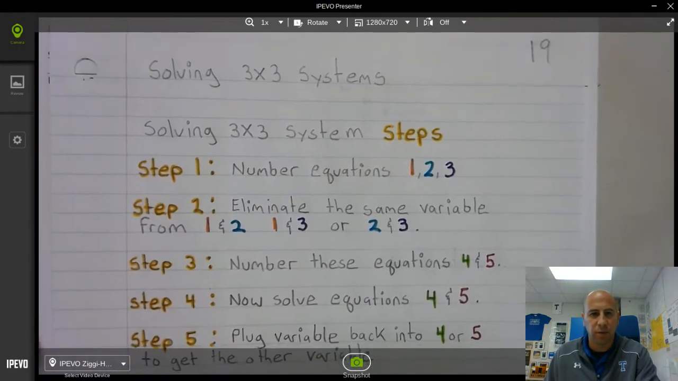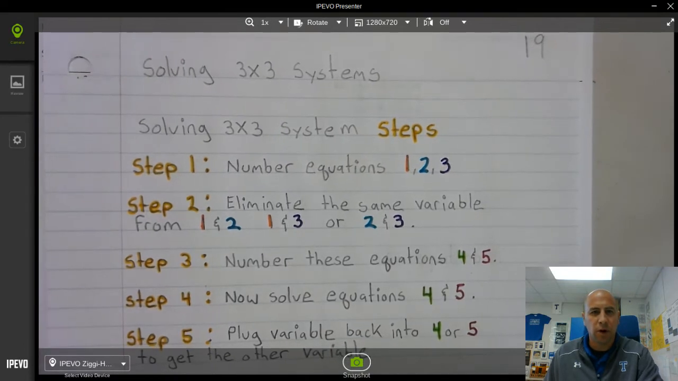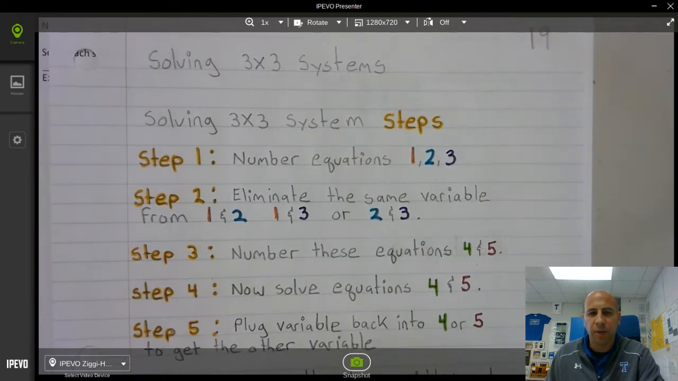There we go. All right, step 1, number the equations 1, 2, and 3. Step 2, eliminate the same variable from 1 and 2, 1 and 3, or 2 and 3. Step 3, number these equations 4 and 5. Step 4, now solve equations 4 and 5. Select pause there so you can update that.